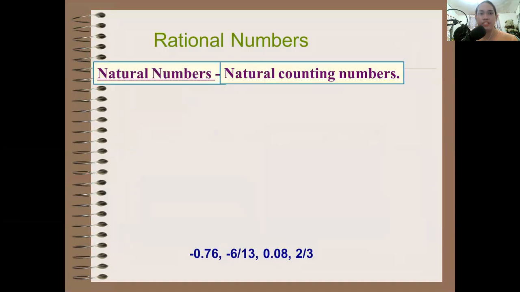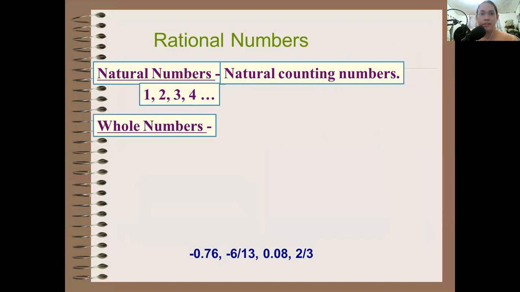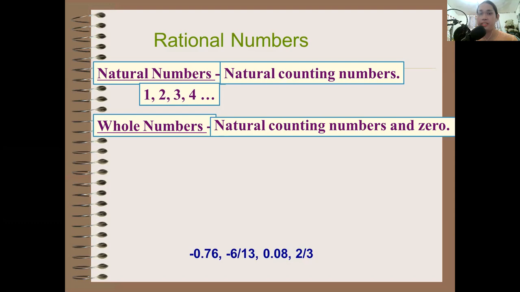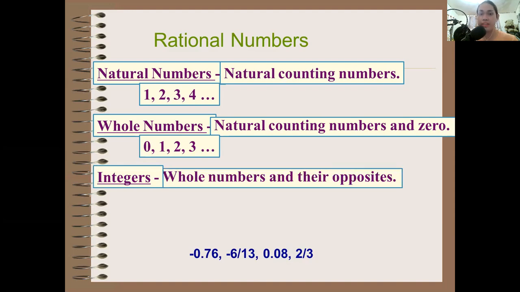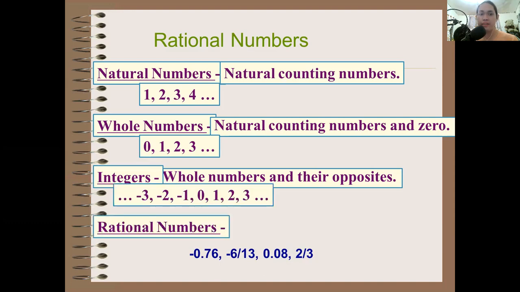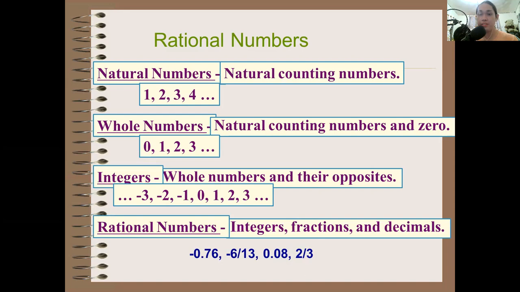Okay, so natural numbers are natural counting numbers like that example where zero is not included. For whole numbers, as a review, natural counting numbers and zero. Example 0, 1, 2, 3, and so on and so forth. And of course, for the integers, we have the whole numbers and their opposites. And of course, we have here the rational numbers: integers, fractions, and decimals. These are part of the rational numbers.